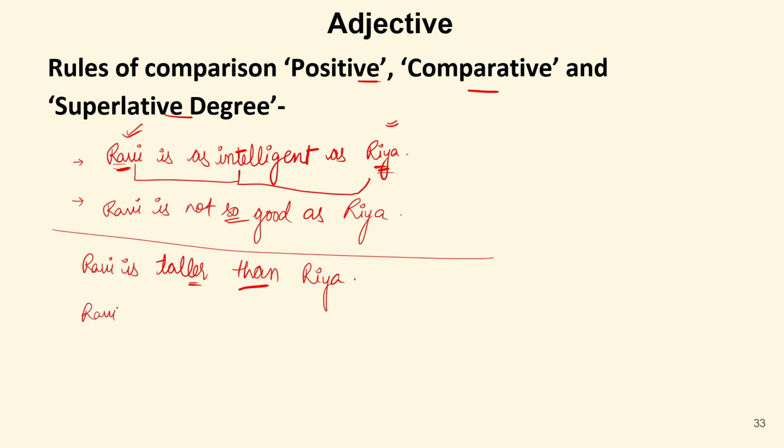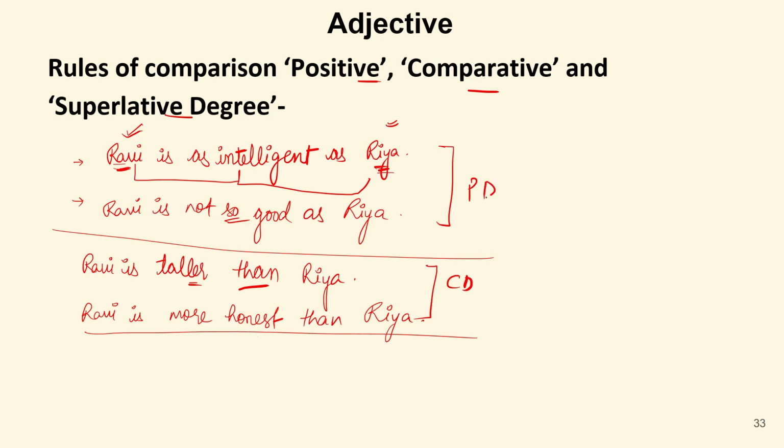I can also write Ravi is more honest than Ria. Now again, this is also a comparative degree. In this case, I have used the word honest, and it should be preceded by a prefix more to convert this word into comparative degree of adjective. And again, I have used the word than to compare these two persons with each other. So this is called comparative degree of adjective. This is called positive degree of adjective.